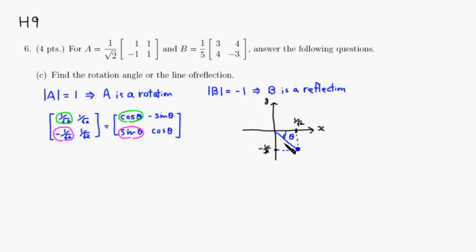This is easy to find. It looks like this is pi over 4, and it's clockwise, so it's actually negative pi over 4. So therefore, the angle of rotation is negative pi over 4, right?